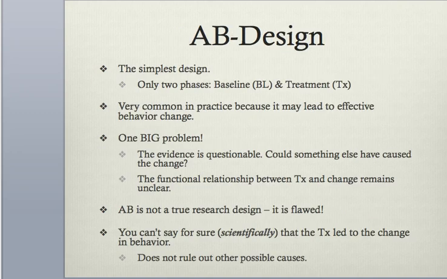So the simplest design is the AB design. It only has 2 phases, baseline and treatment. It's very common in practice out in the real world because it may lead to effective behavior change. So you gather baseline data, you put in your intervention, and behavior improves. Ta-da! The person's not injuring themselves anymore. The aggression has gone down on the playground. The unfair arguing has declined for more effective forms of communication. There's all kinds of ways that we can use this.